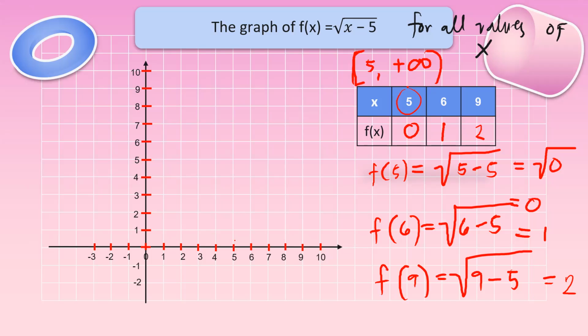So 5 is our x and 0, so it is here. 5 and 0. Next is 6 and 1. Since 6 is our x and 1, it is here. 6 and 1. Next is 9 and 2. So 9 and 2, our value of y is 2. They meet here, and therefore that is 9 and 2.